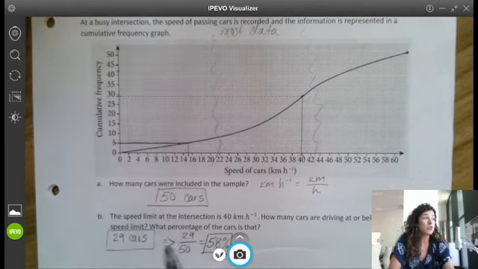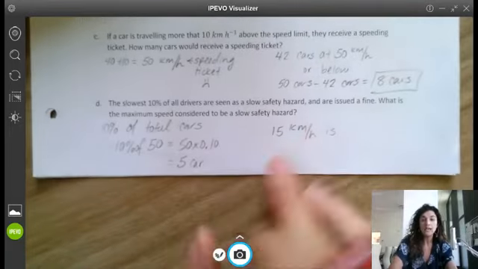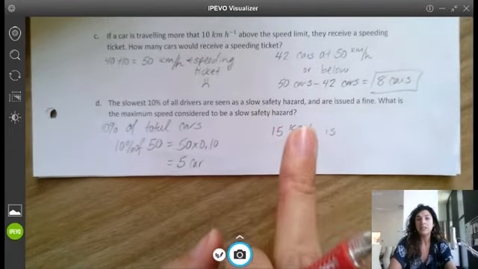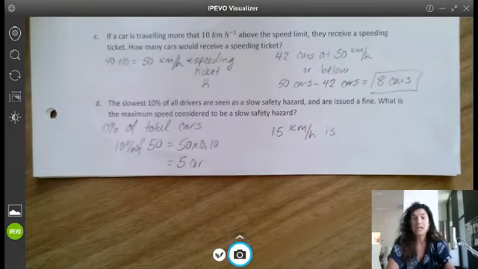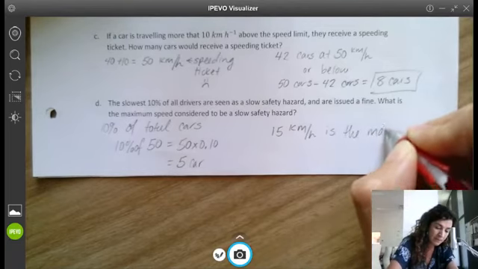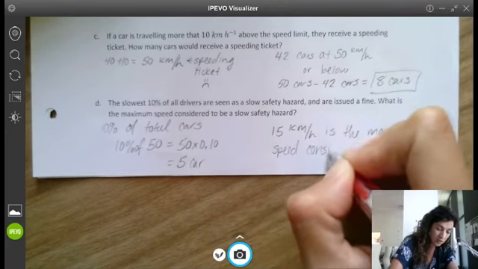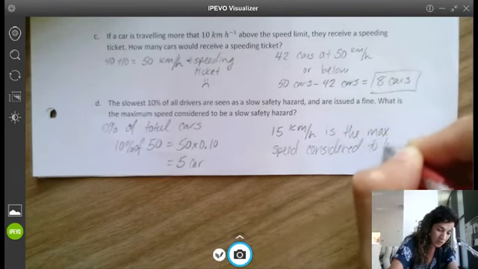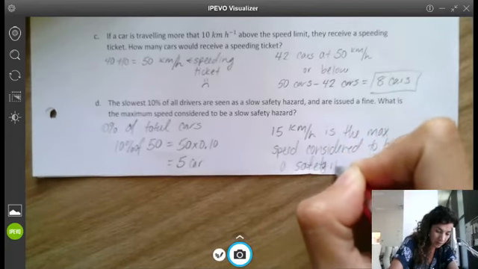Because it's 15, you could be at 14, 13, 12, 11 kilometers per hour, and all of those would still be a safety hazard. So this is the maximum speed you can have in order to still be considered a safety risk. So you'd have to be above 15 kilometers per hour in order to not be a safety risk. So 15 kilometers per hour is the maximum speed considered to be a safety risk.